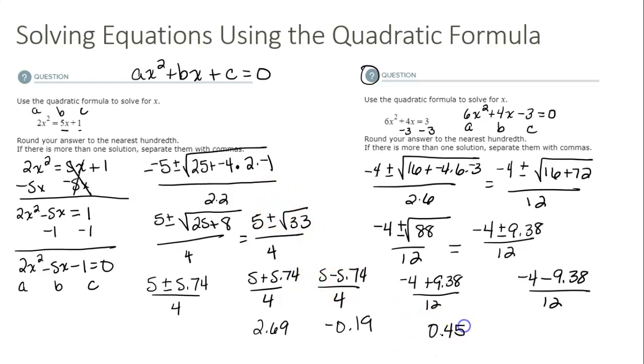Some of you are going to miss a lot of problems due to your rounding, so if you start getting these wrong, check your rounding. Negative 4 minus 9.38. Hit enter, divide by 12. I get negative 1.12 because it's negative 1.115 and the 5 tells me to round up.